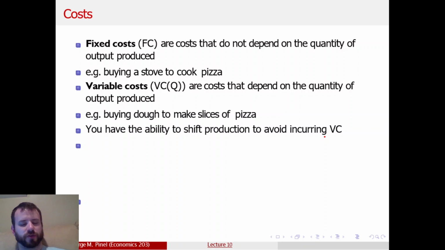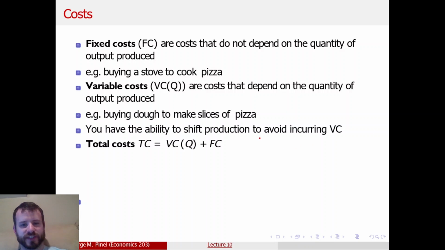So you have the ability to shift around your production to avoid incurring additional variable costs, or you can incur additional variable costs in order to increase your production. So basically, variable costs are directly related to the quantity of output you want to have, whereas fixed costs are not. Fixed costs are set in general. We say that variable costs can be tweaked in the short run, whereas fixed costs cannot. Fixed costs are a long run trend. Okay, and you'll see that as we move towards the end of these slides.